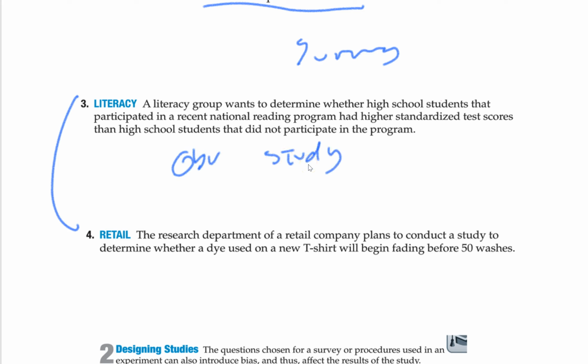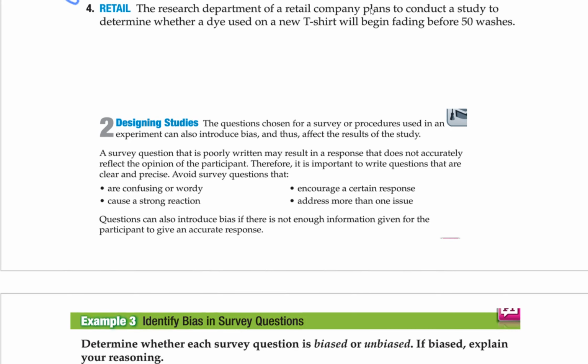So you're going to observe, from a distance, how people do that don't take the reading program and that do take the reading program. Research department of a retail company plans to conduct a study to determine whether a dye used on a new t-shirt will begin fading after 50 washes. You know what this is? An experiment. You do 50 washes with the new dye, and you do 50 washes of a different shirt without the dye, and see how they go. Classic experiment.